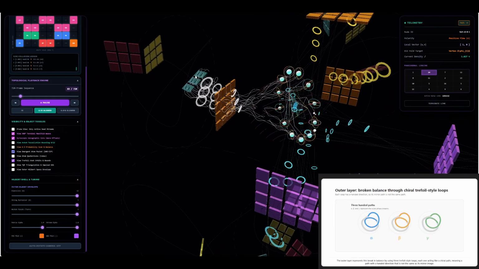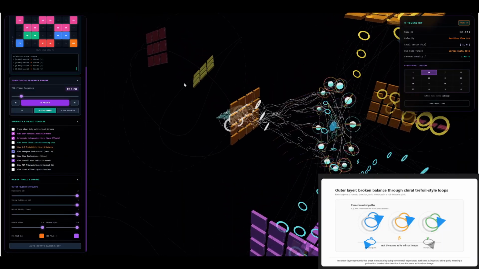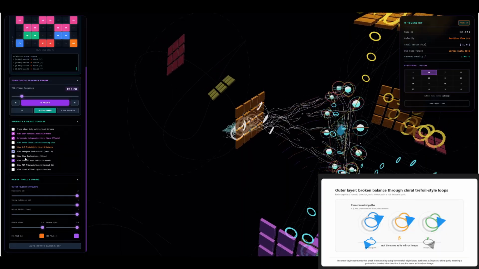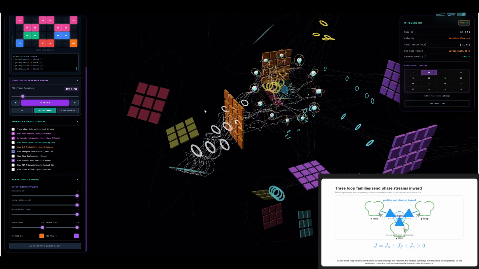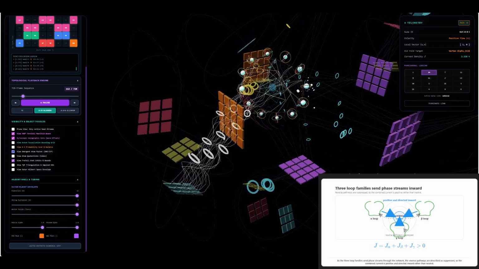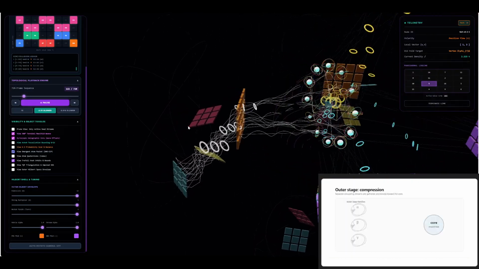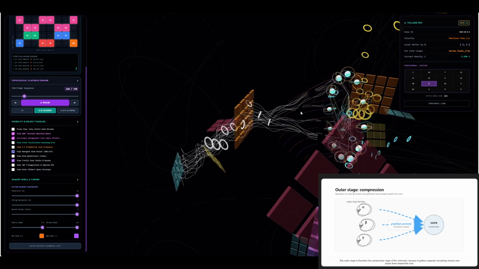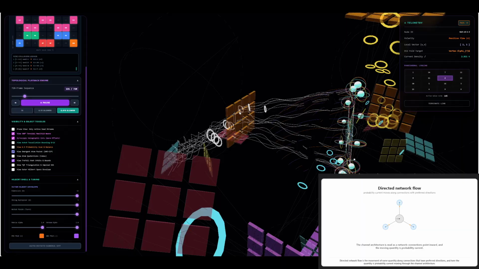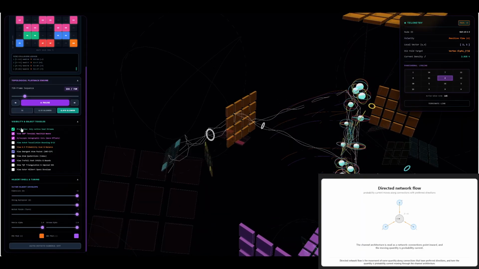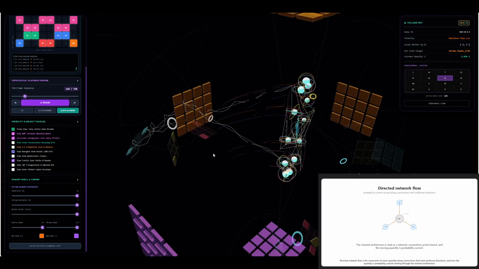The outer layer represents this break in balance by using 3 trefoil-style loops, each one acting like a chiral path, meaning a path with a handed direction that is not the same as its mirror image. As the 3 loop families send phase streams through the network, the reverse pathways are described as suppressed, so the combined current is positive and directed inward rather than neutral. This outer stage is therefore the compression stage of the schematic because it gathers separate circulating streams and biases them toward the core. Directed network flow is the movement of some quantity along connections that have preferred directions, and here the quantity is probability current moving through the channel architecture.